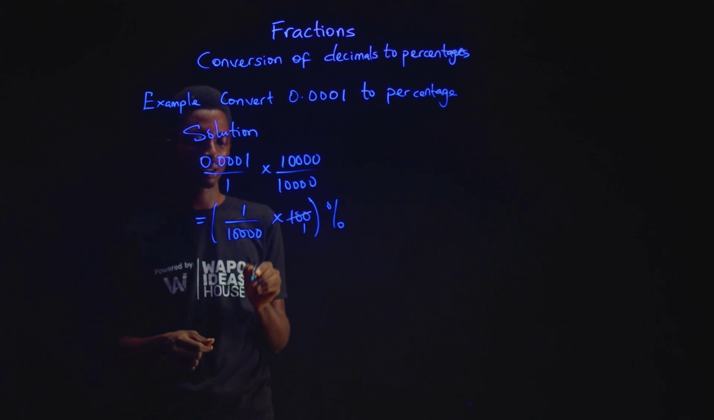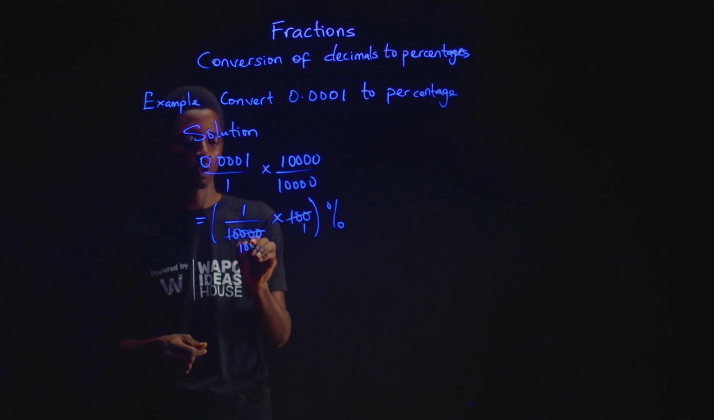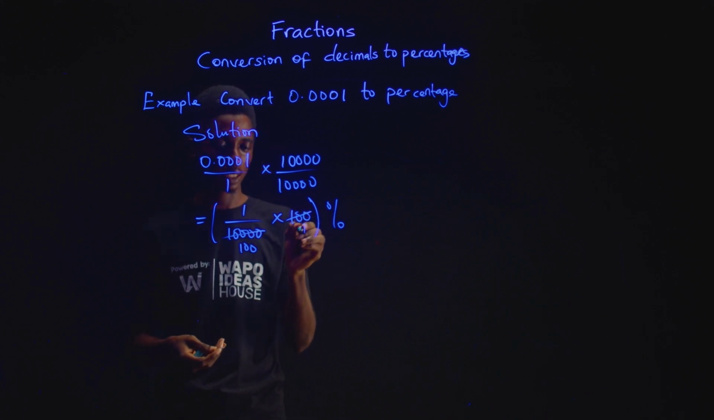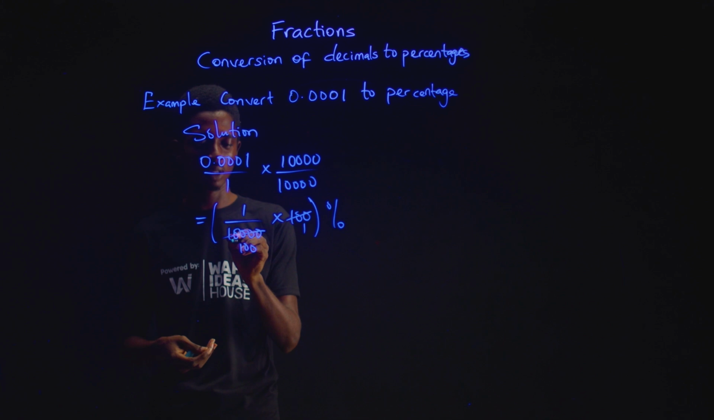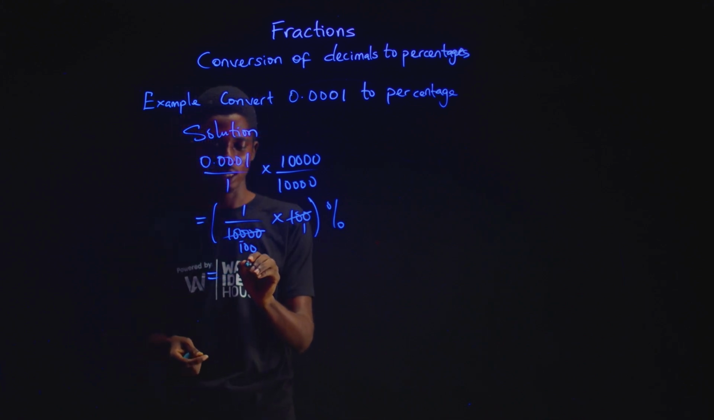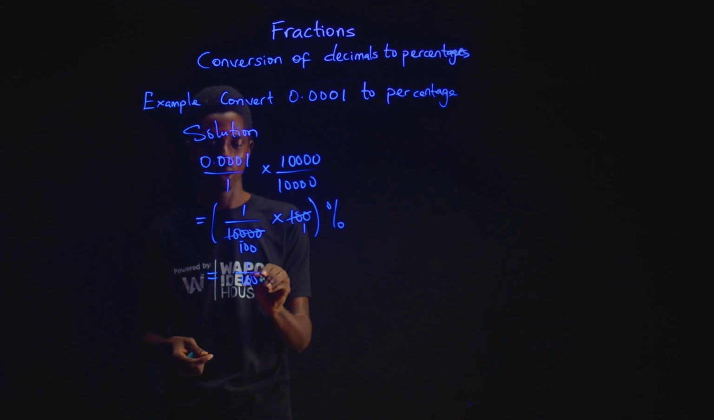100 here, 1. 100 here, 100. You can easily do that by just cancelling the zeros. Since 0 cancels 0, 0 cancels 0, leaving you with 100. That is what we have here is 1 over 100%.